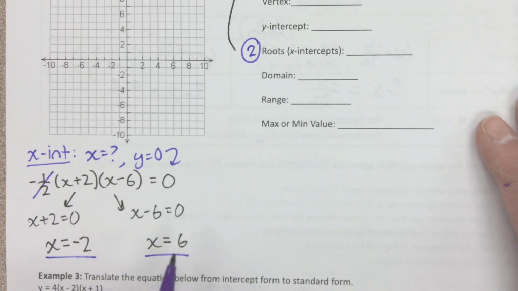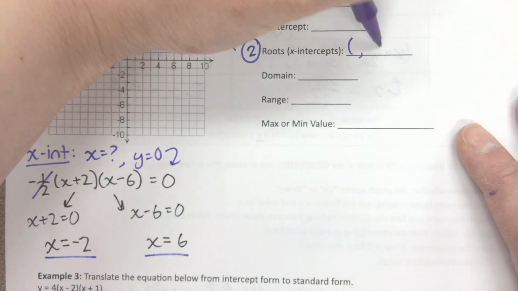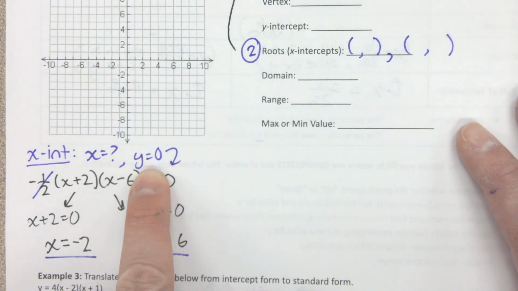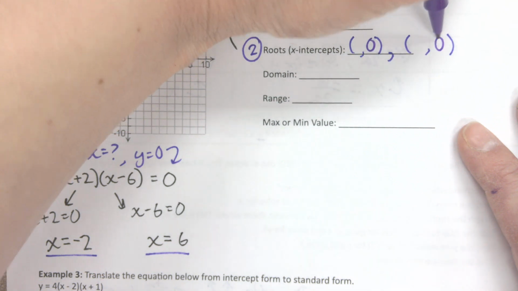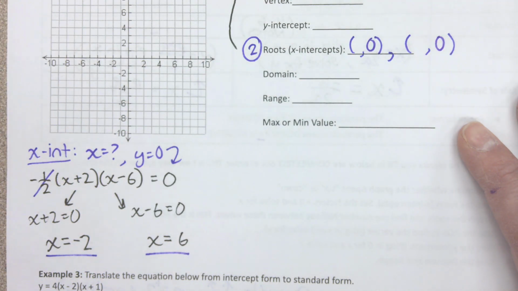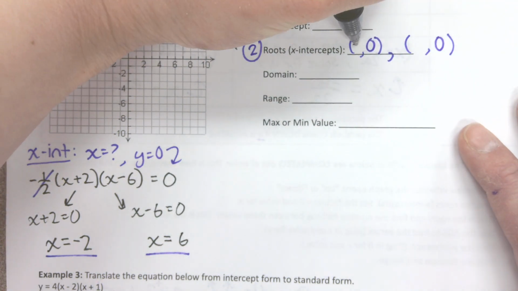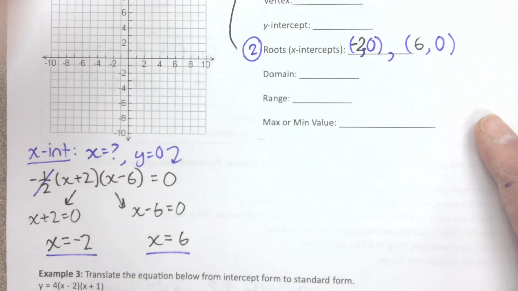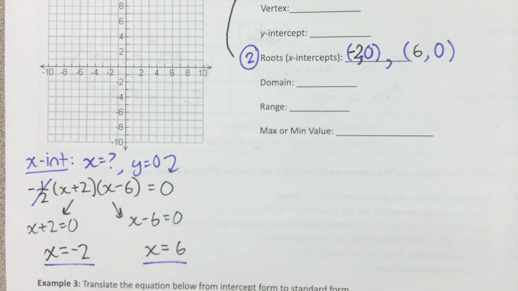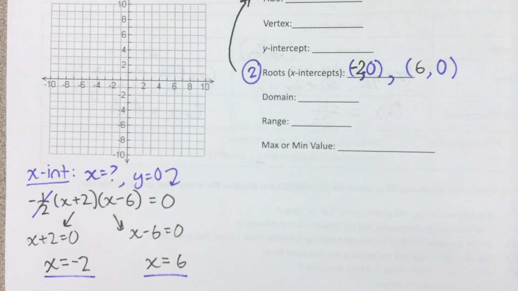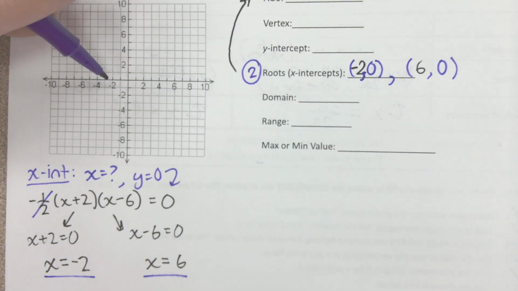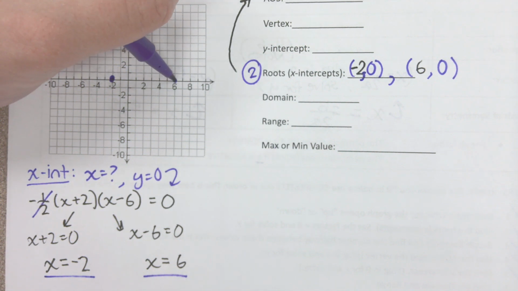Remember, you should write this as 2 separate points. Y is 0 in both of these, so 0 goes in the back. The x's go in the front. So we have a -2, 0, and 6, 0. Let's graph these. These are both on the x-axis. We have -2 and positive 6.